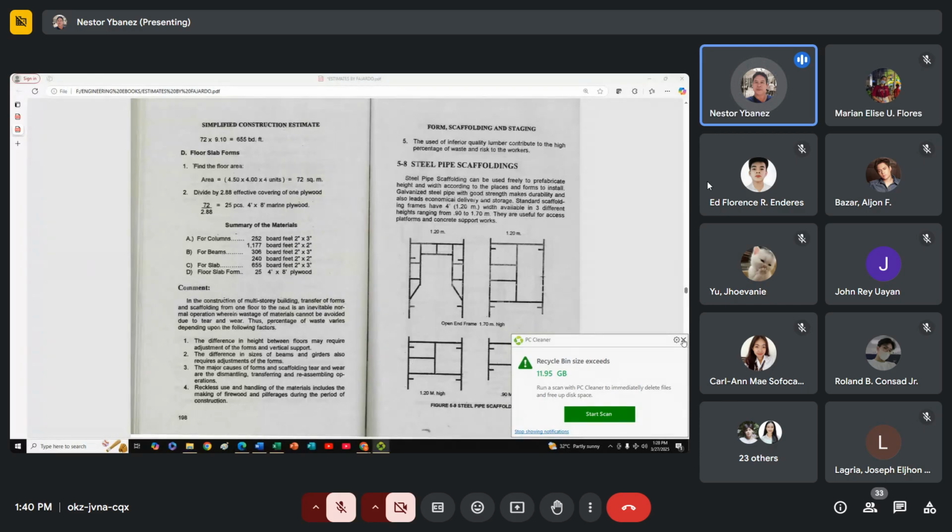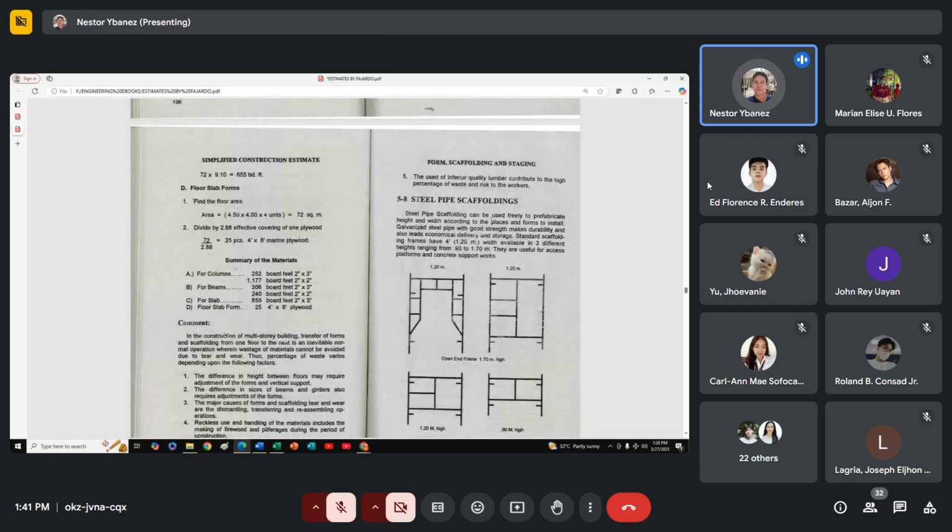By the way, nag-evolve naman ito. This book is very easy to follow, and the old ways have evolved. So we don't have to stick to the old ways of estimating. We also have to update our knowledge. Kailangan na siya number of pieces of a particular size, what I mentioned, of lumber.